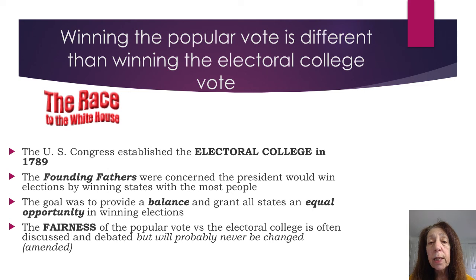What if some states had more people than others? How would people know who was even winning or running for an election in the first place? Transportation was horseback. Remember, this is 1789. They didn't have email in 1789. They hardly had mail in 1789. So the purpose was to have equal representation and a fair and equal opportunity.